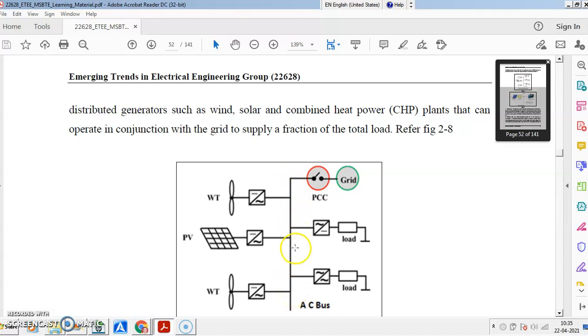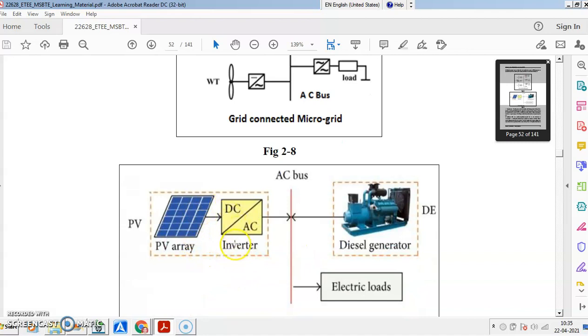This is only solar. This is not hybrid. Okay.